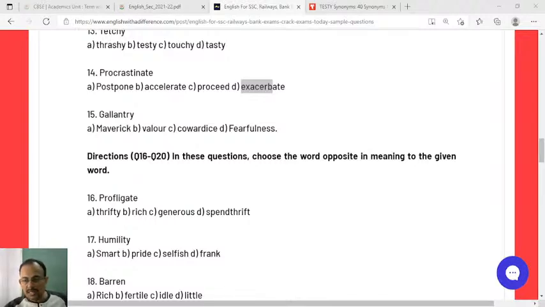So tell me the answer now. Yes, yes, very good, Sahil. Now tell me the answer of what procrastinate means. It is postpone. Very good.